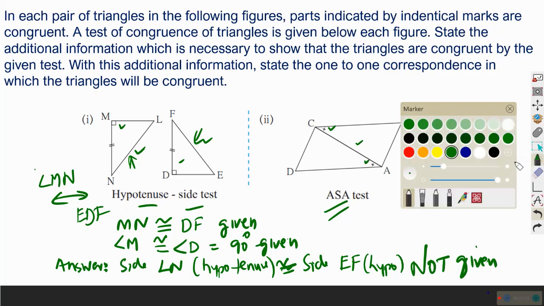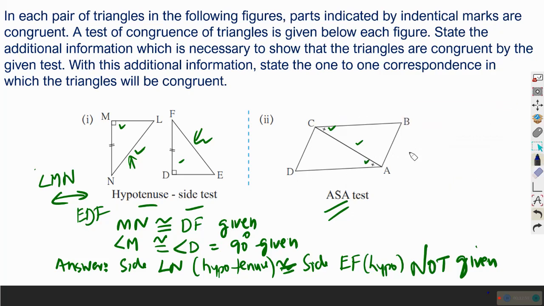Okay, coming to the other one, the second one. State the one-to-one correspondence with what is given here. These are congruent. Angle BCA and angle DAC are congruent. Side CA is common, no problem. But the additional information necessary is that this one and this one are congruent. So we will write the additional information required is angle DCA congruent to angle BAC, not given.